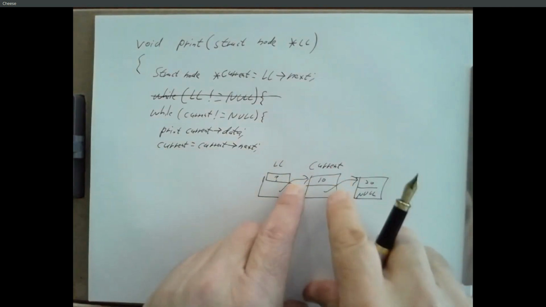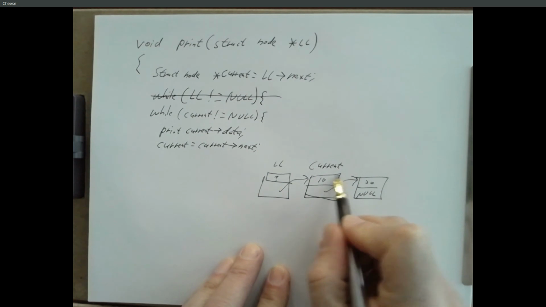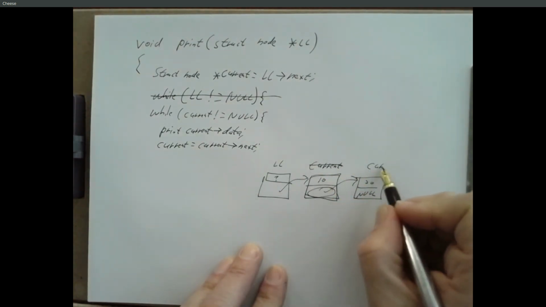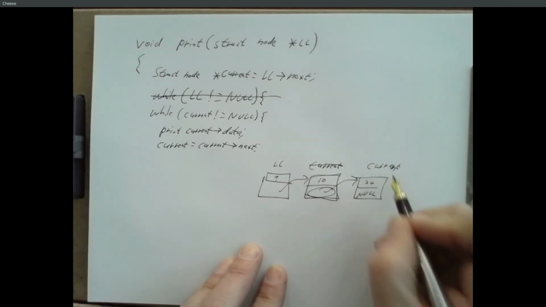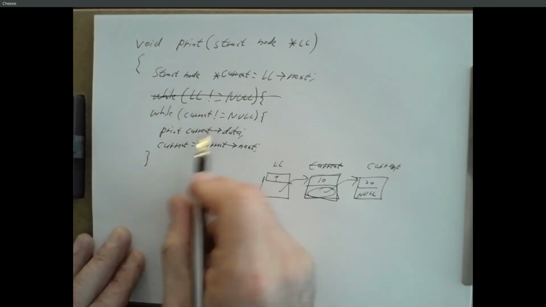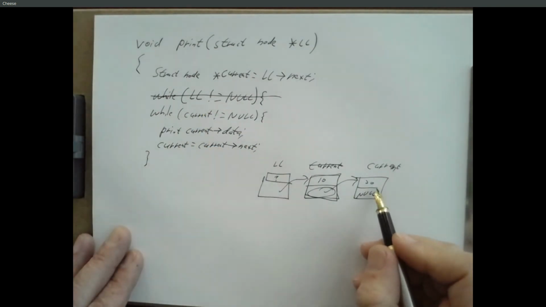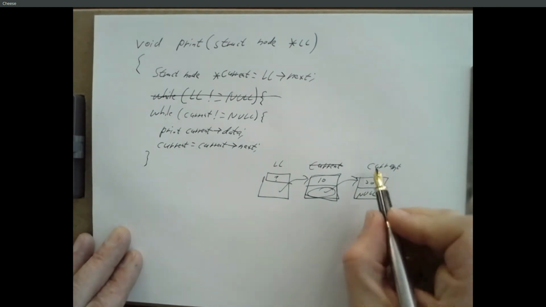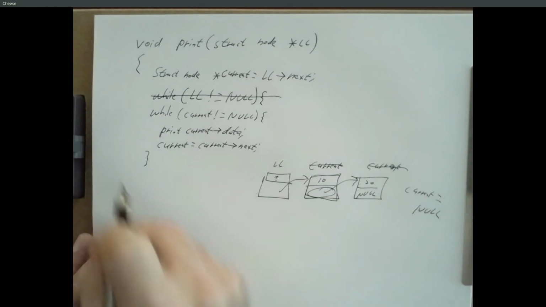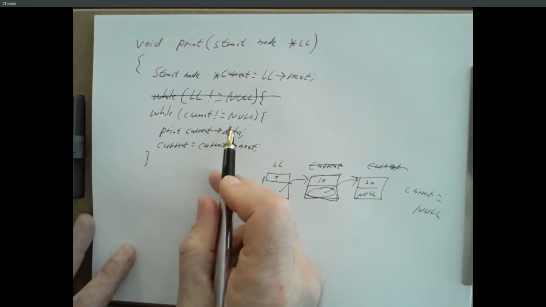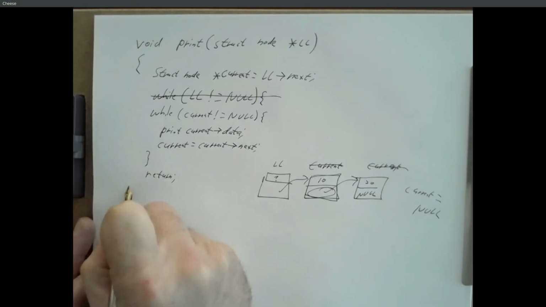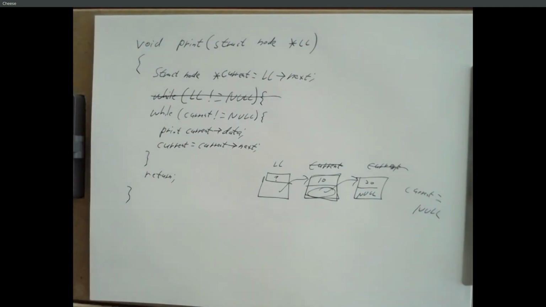Here's current. This is the thing that current points to. Here's the next field. Set current equal to that. That makes current point to this node. Go back up to the top. Current's not null. Print out current's data. That prints a 20. Current equals current arrow next. That changes current to be null. Go back to the top of the loop. While current's not null, that fails. We exit the loop. Return. And you're done. And you've seen this before.